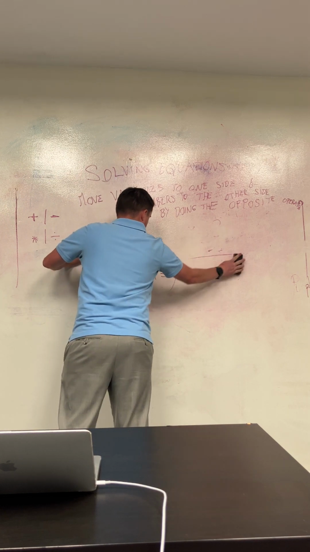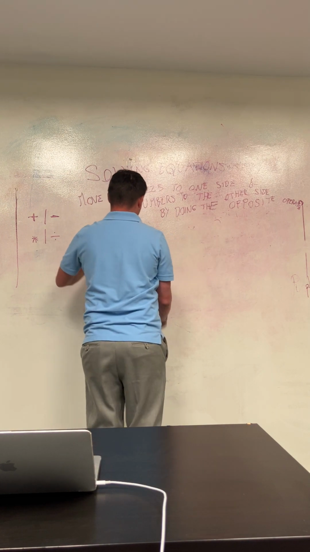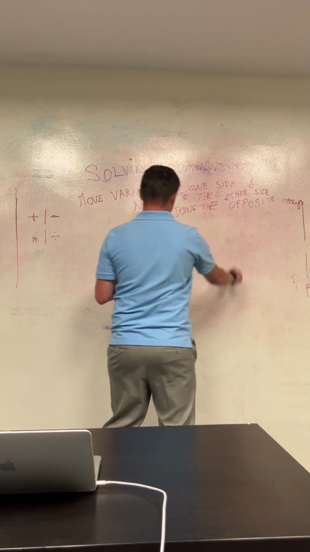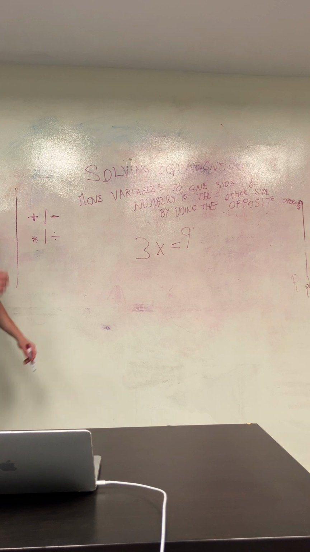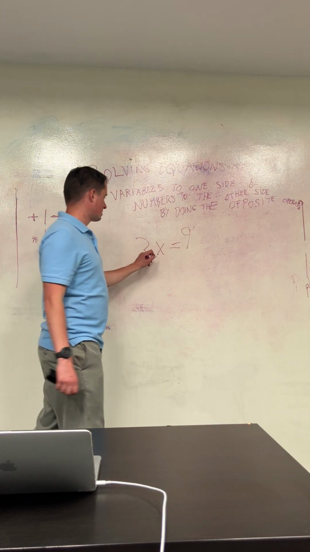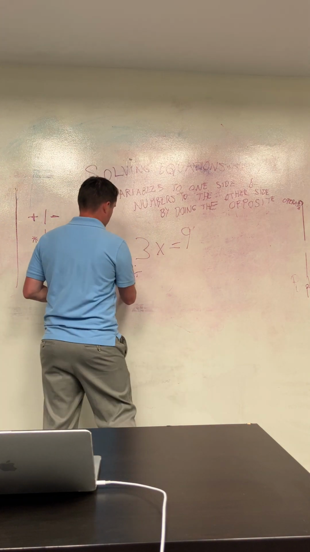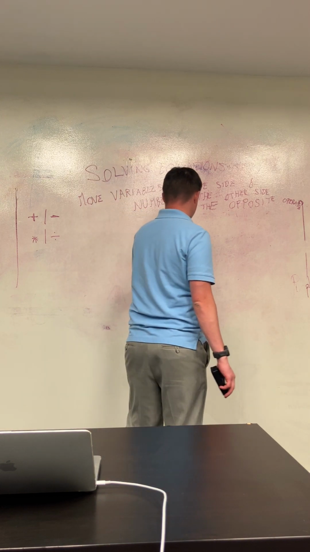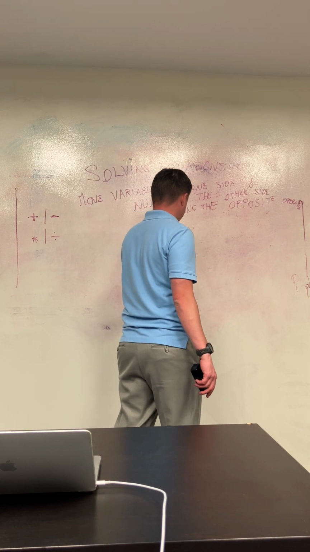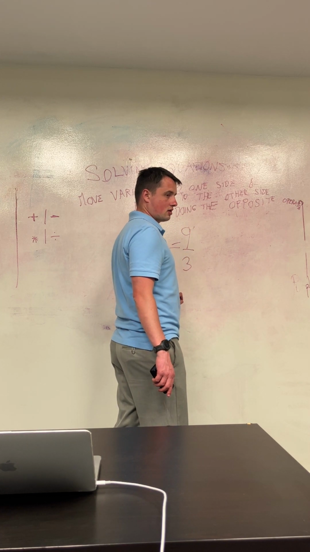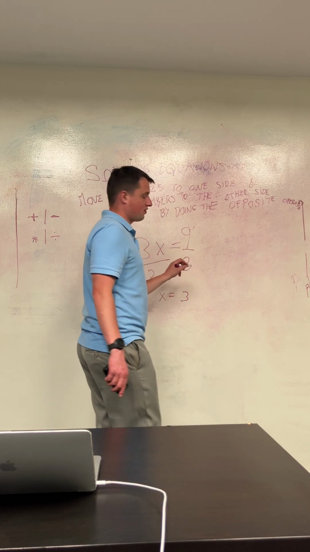And try a different kind. Now we have 3x equals 9. And what that means is 3 times x when we say 3x. So what's the opposite of multiplication? So instead of doing that kind of sign, I'm going to do the fraction sign. So I'm going to divide each by 3. And so what do we get x equaling? 3. 9 divided by 3 is 3.